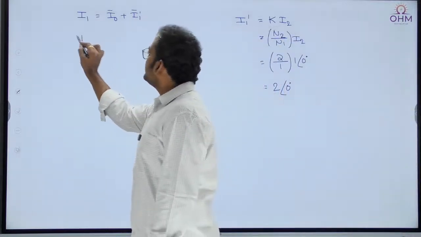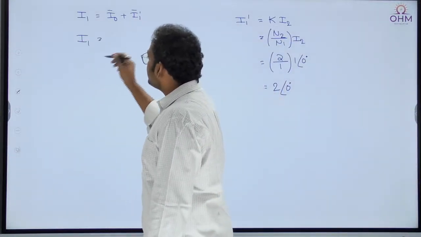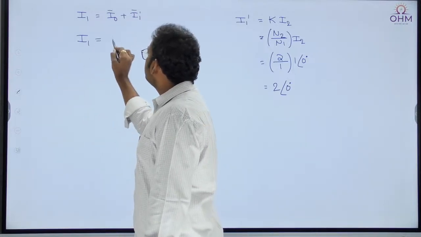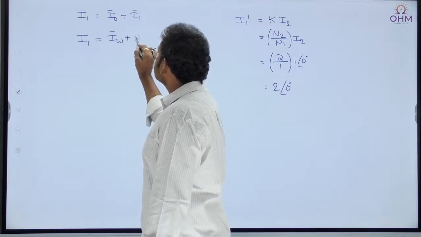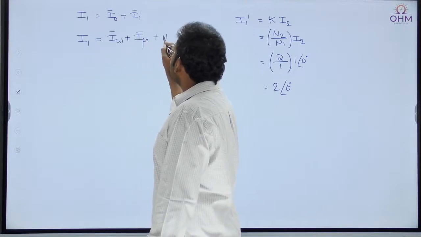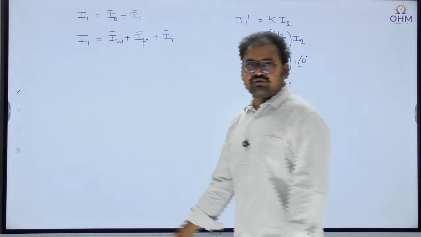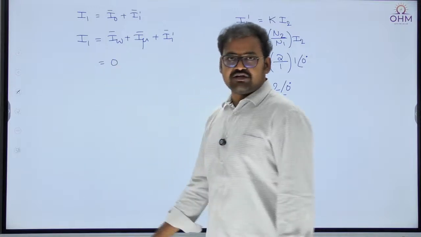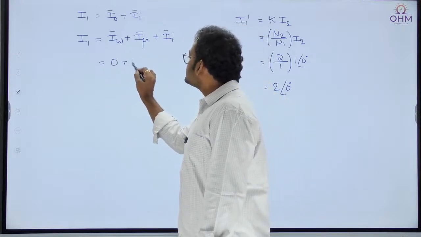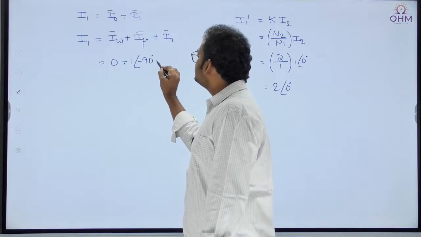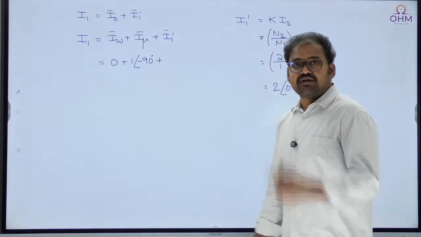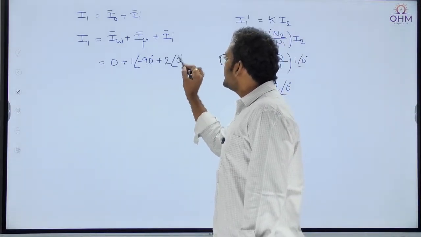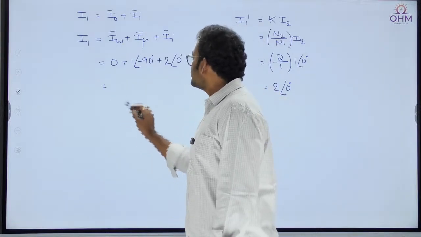So substitute. Therefore, I1 is equal to I0 plus I1 dash, and I0 means what? Can I say I0 is equal to IW plus I mu? Remember, everything we have to add vectorially. But right now IW is 0 because core losses are neglected. Magnetizing current is 1 at an angle minus 90 because magnetizing current is a purely reactive component, and I1 dash is 2 at an angle 0. So I hope you can do this solution now.